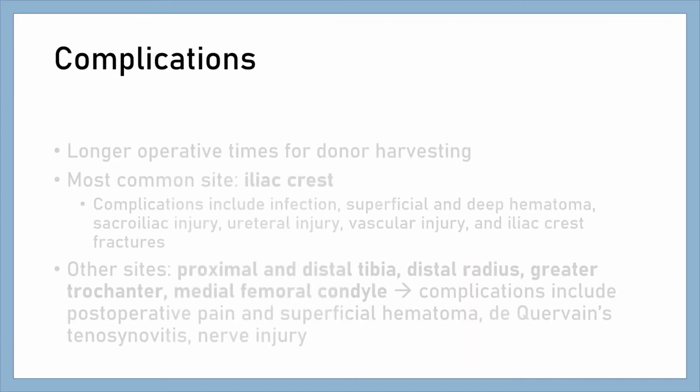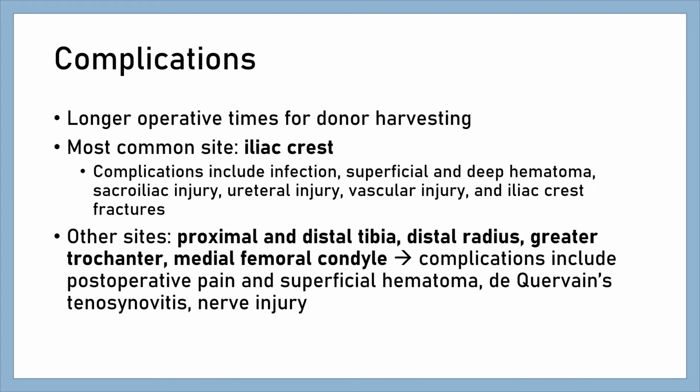A complication that might happen when using bone graft is longer operative time for donor harvesting. The most common site is the iliac crest. Complications that might happen include infection, superficial and deep hematoma, sacroiliac injury, ureteral injury, vascular injury, and iliac crest fractures. In other sites like the proximal and distal tibia, distal radius, greater trochanter, and medial femoral condyle, the complications that might happen include postoperative pain and superficial hematoma.